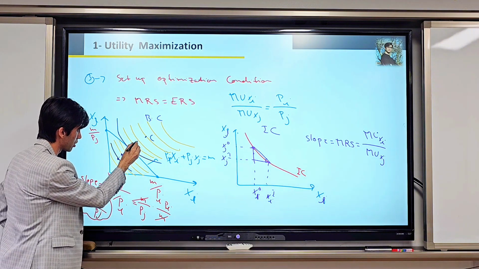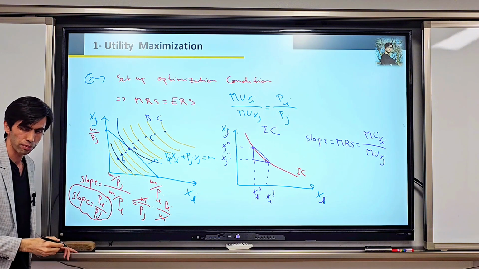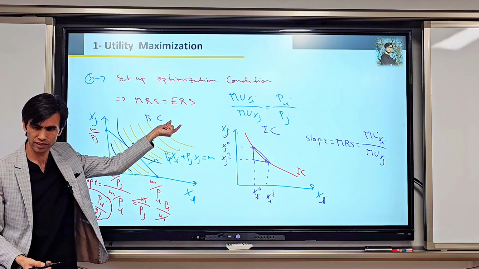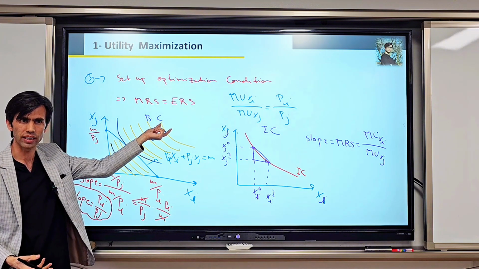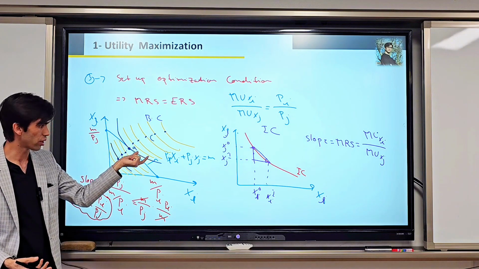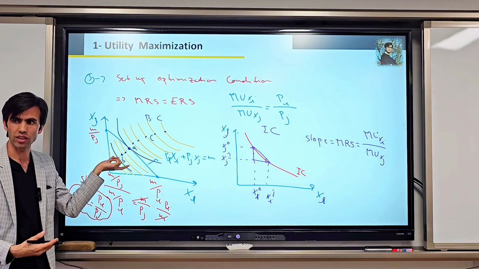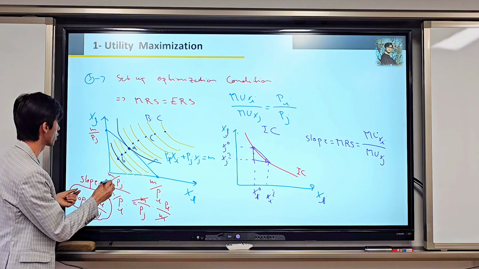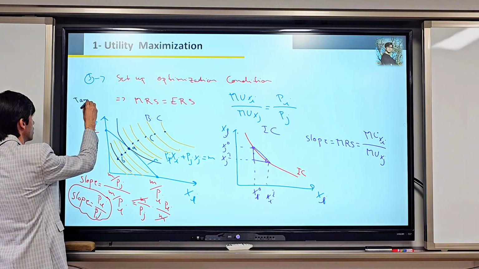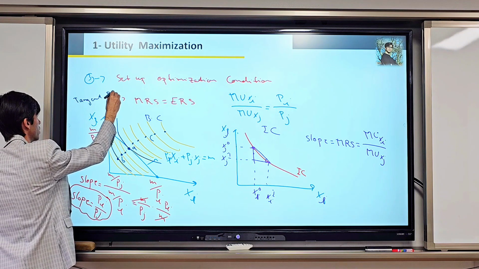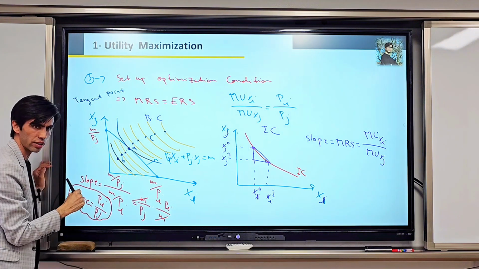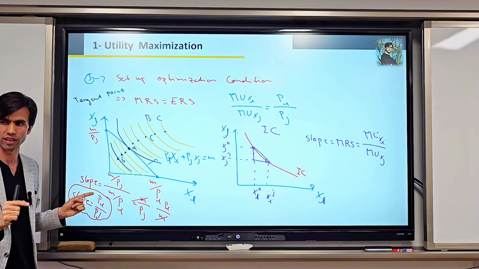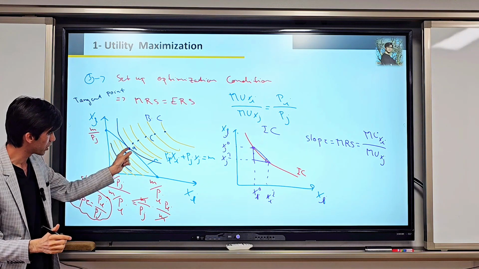And this one also has higher utility, but we need to think about our constraint, which is the budget. So we cannot move over there. Why? Because they are not achievable. Why are they not achievable? Because they cannot match our budget. We cannot consume more than what we have. So we need to set our optimal level at the tangent point. At the tangent point, the slope of the indifference curve and the slope of the budget constraint should be equal.